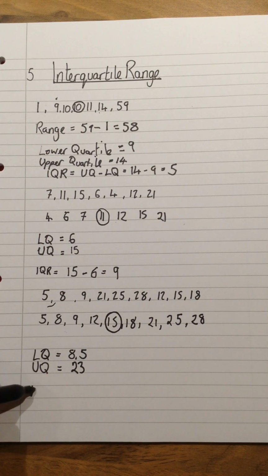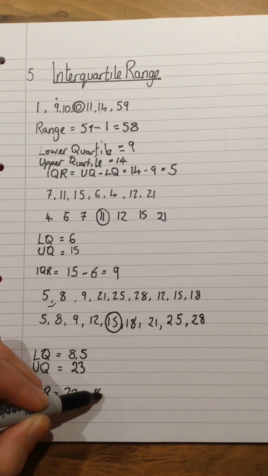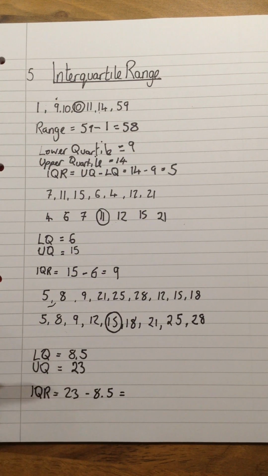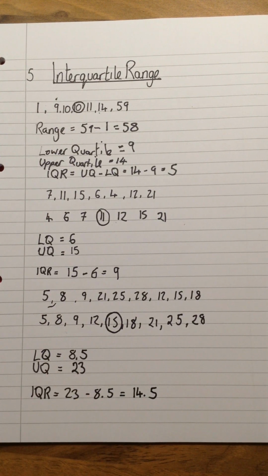Final step then is we can work out the interquartile range. So we would need to do 23, take away 8.5. I will say that you can use calculators if you so wish on this question. That would give us an answer of 14.5. You can now attempt the questions on the worksheet titled Interquartile Range. Make sure that you write all lists in numerical order before you start finding the median, lower and upper quartile.